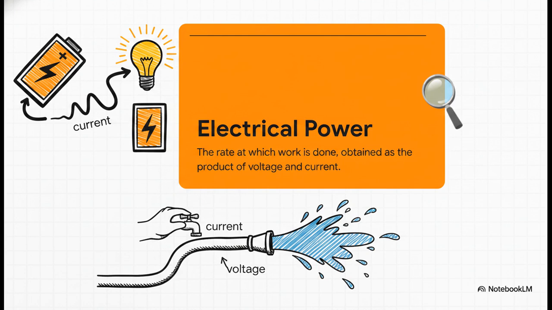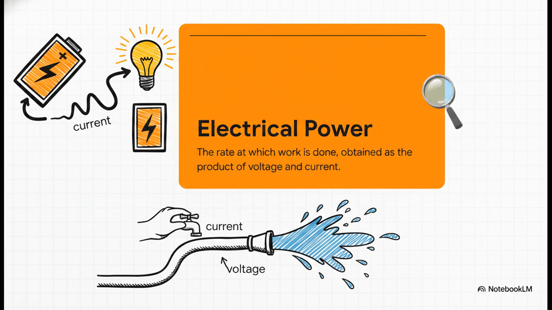Because, let's be real, the whole point of a circuit isn't just to move electrons around for fun. It's to harness that movement to do actual work in the real world. When our battery pushes that current through a device, it's doing work. And we measure the rate of that work as electrical power. Power is simply how fast a battery can do its job. Our sources define it beautifully as the product of voltage, the push, and current, the flow.